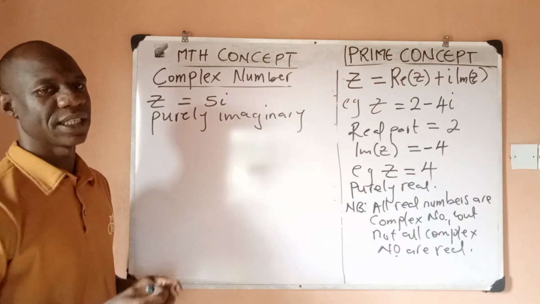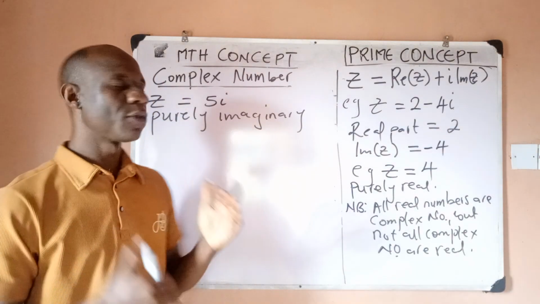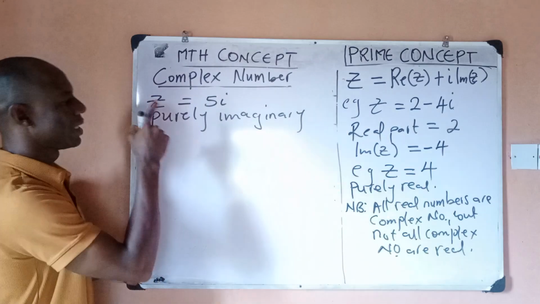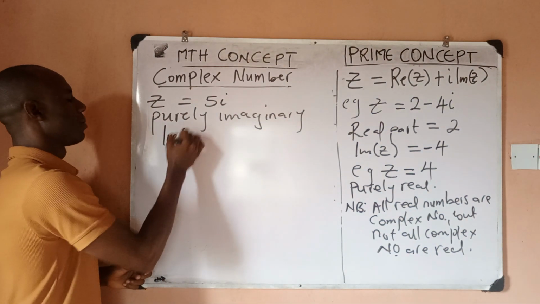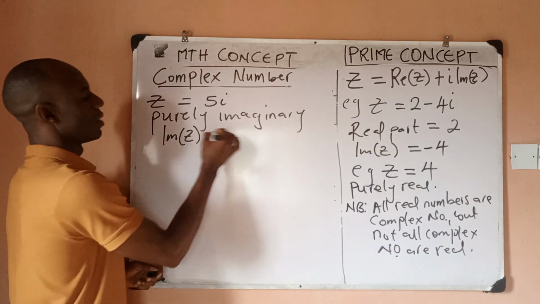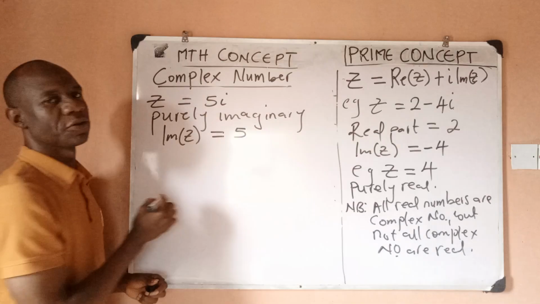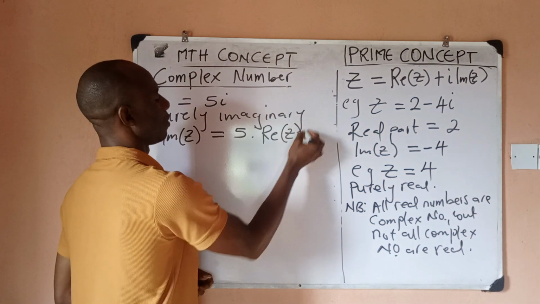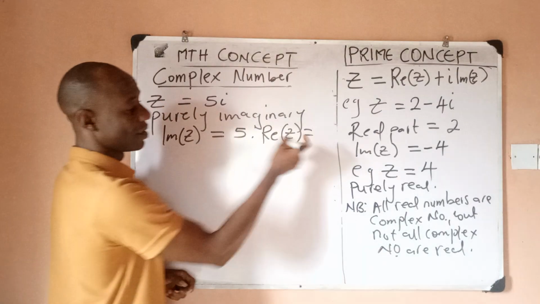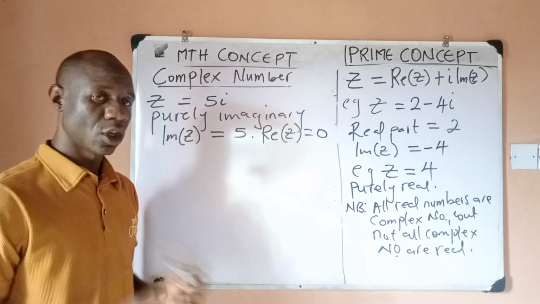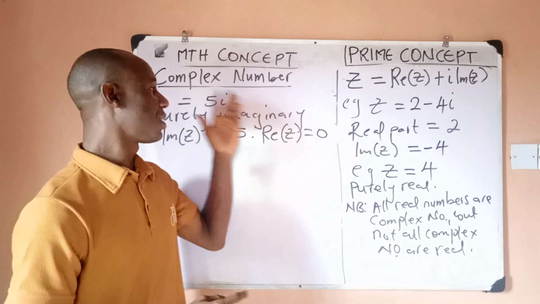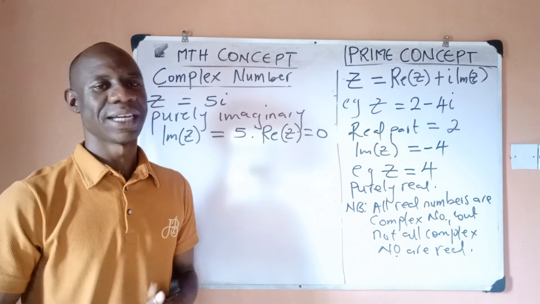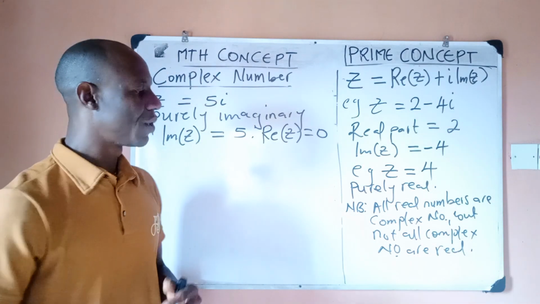It is purely imaginary, meaning that it is made of only an imaginary part. So if I ask you, what is the imaginary part of this complex number? What is the imaginary part of z? You quickly tell me it is 5. But if I ask you, what is the real part of z? What would you tell me? You will tell me that it is 0, because it is not present there. So this complex number is said to be what? Purely imaginary. So I believe this is very clear to you.